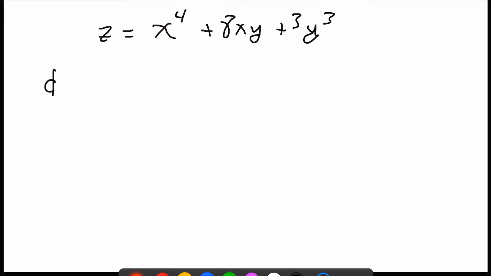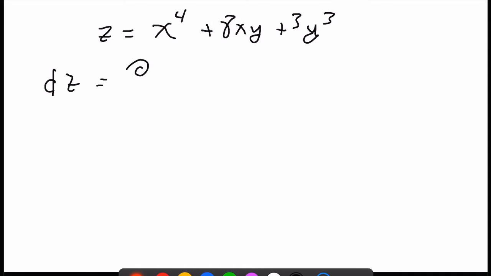So just for fun, let's practice one more time, and then we're going to go on and talk about more stuff, because that's our job. Let's say I have this. Okay, so what's the total differential of this?